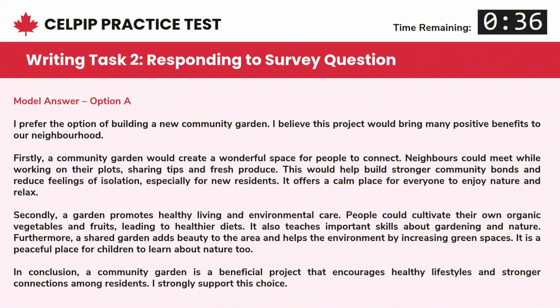The writer uses simple but effective linking words like firstly, secondly, and in conclusion, to help the reader follow the arguments easily. The response also includes some useful vocabulary. Words like beneficial and cultivate are good examples of slightly more advanced language. These words add depth to the writing without making it too complex for the target level.